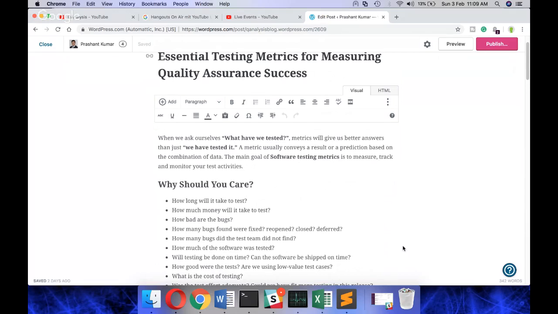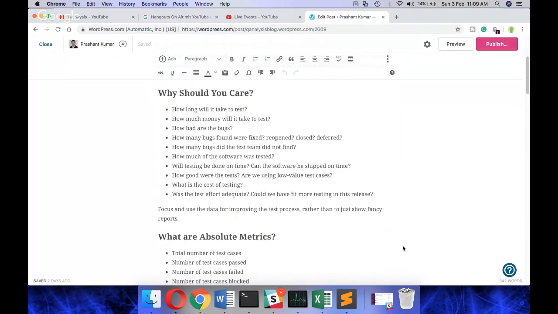The main goal of software testing metrics is to measure, track, and monitor your test activities. So this is the basic principle we have to keep in mind as and when we use different kinds of QA metrics and try to measure quality assurance success. Why should you care about QA metrics?